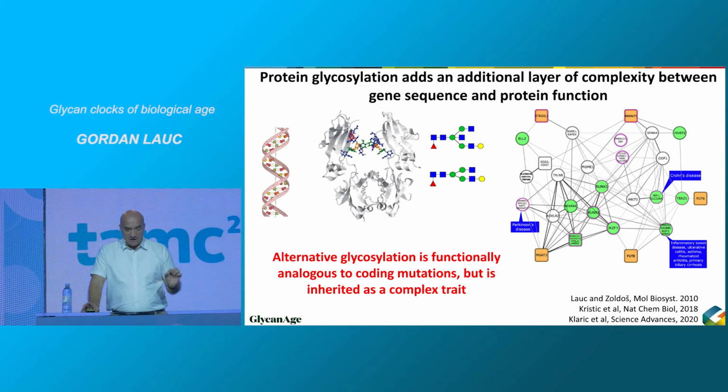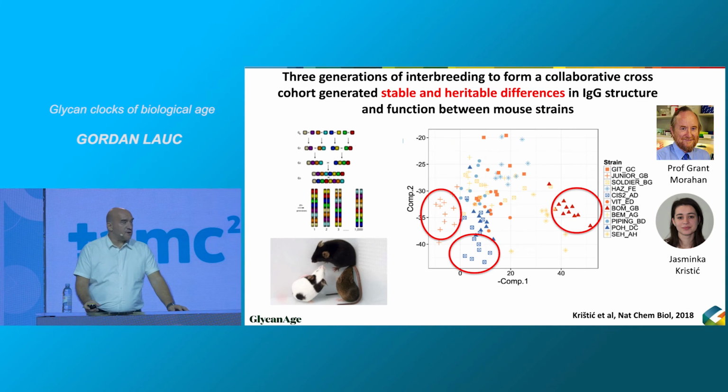An alternative glycosylation, attaching different glycans to the same glycosylation site, is analogous to a coding mutation. It's changing the protein function, but it's being inherited as a complex trait. And this is something we really clearly demonstrated when we looked at a study of cohorts of over 100 mouse strains generated as a Collaborative Cross cohort. They started from the 8 founder strains, crossed them for 3 generations, and then inbred the cousins into strains. And some of these strains became structurally and functionally distinct from the rest of the population without a single mutation. They became different just because they reshuffled alleles in this complex network which glycosylates proteins.